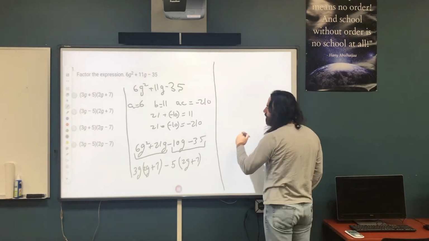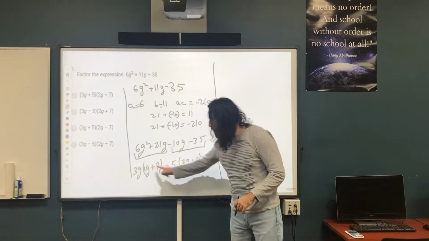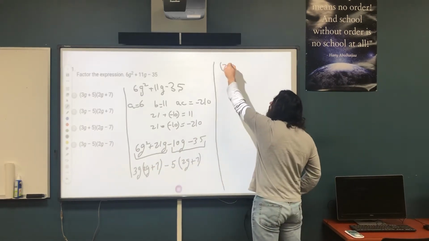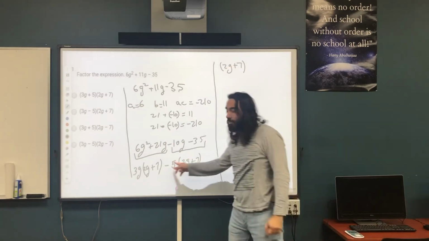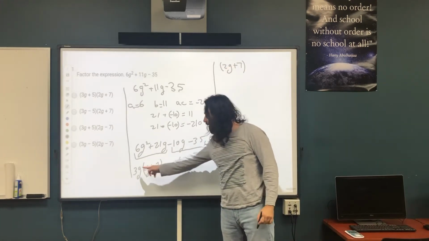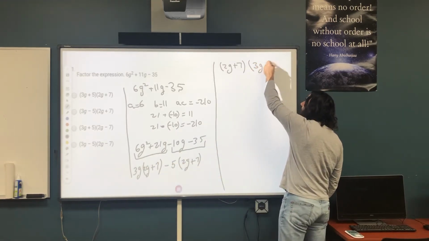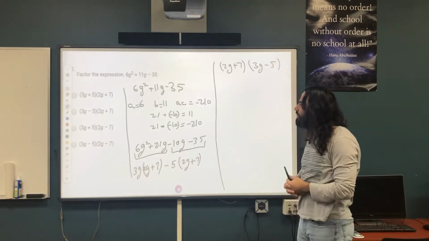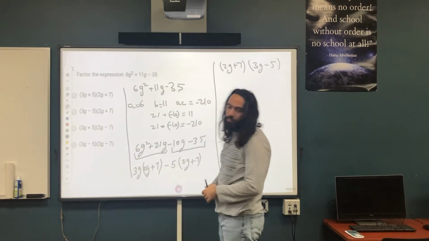So now what's the common factor between these two expressions? The 2g plus 7, 2g plus 7. So you take out the common one, which is 2g plus 7. And the outside terms are the 3g and the negative 5. So it's going to be 3g minus 5. And this is the answer: 2g plus 7 times 3g minus 5.